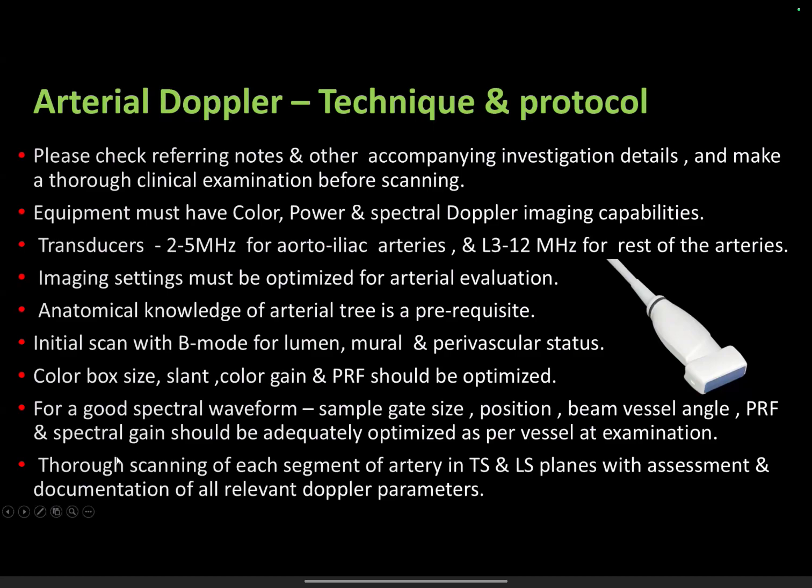And then thorough scanning is done of the entire arterial tree or each segment of the artery in transverse and longitudinal planes, with assessment and documentation of all relevant Doppler parameters and various lesions.